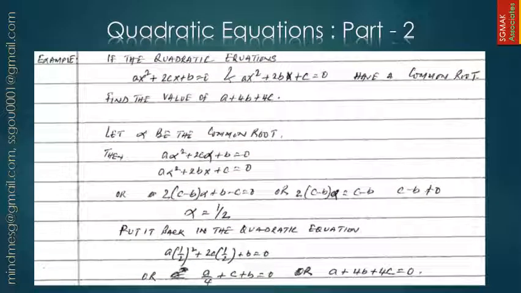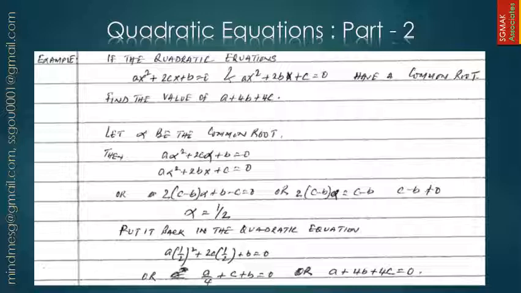If you have two quadratic equations, x squared plus 2cx plus b equals 0 and ax squared plus 2bx plus c equals 0, they have a common root. Both equations have a common root. Quadratic, so there are two roots, but they share one root. One root is valid for both. So let's say that value is alpha.